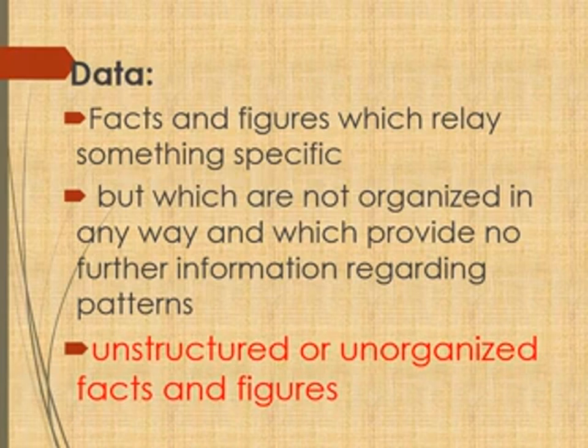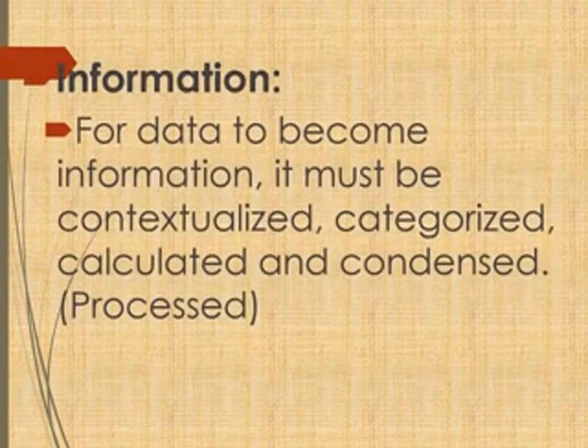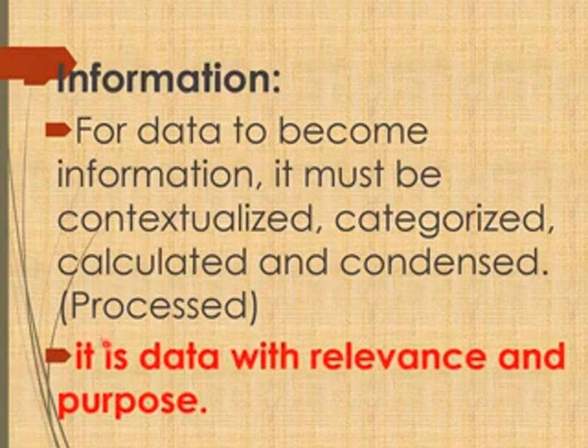Now the computer is going to process the data to become information. When it becomes information, then it becomes meaningful. So for data to become information, it must be processed, contextualized, categorized, and then it becomes meaningful. So it is data with relevance and purpose. That is what information is. What you enter in a computer is data transformed into information, and it becomes meaningful and useful.